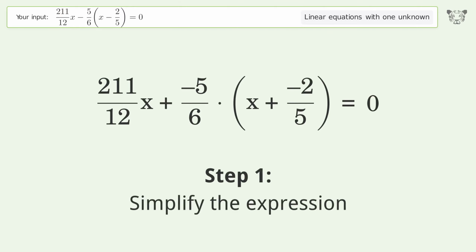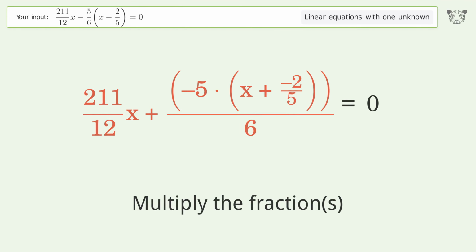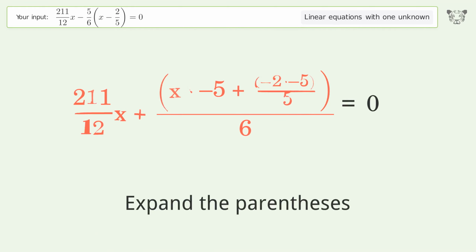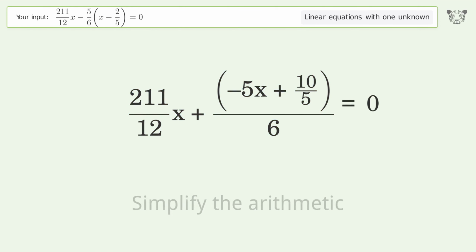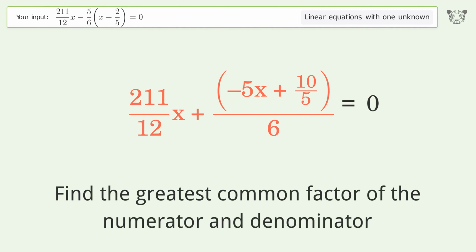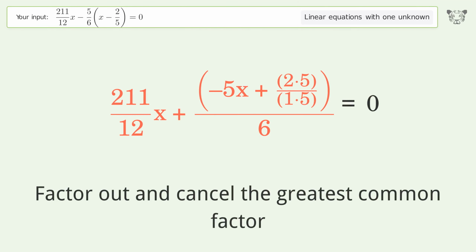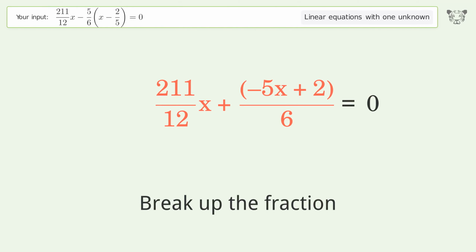Simplify the expression. Multiply the fractions. Expand the parentheses. Simplify the arithmetic. Find the greatest common factor of the numerator and denominator. Factor out and cancel the greatest common factor. Break up the fraction.